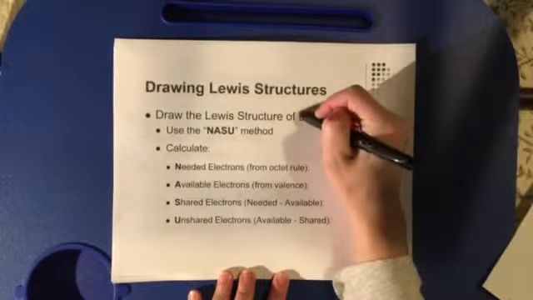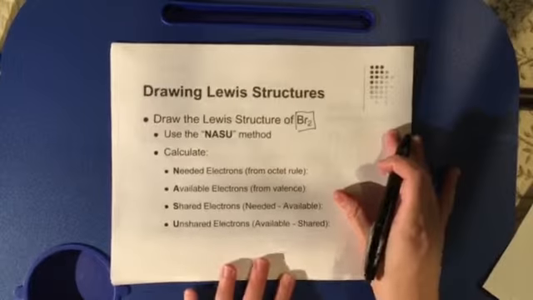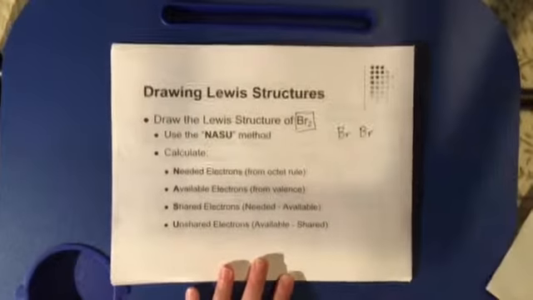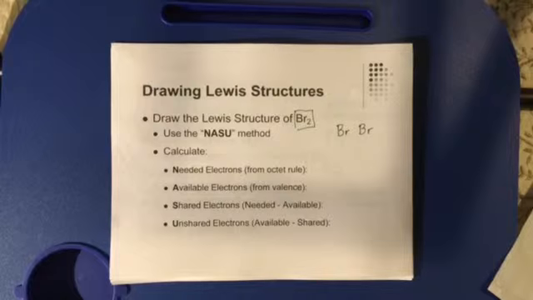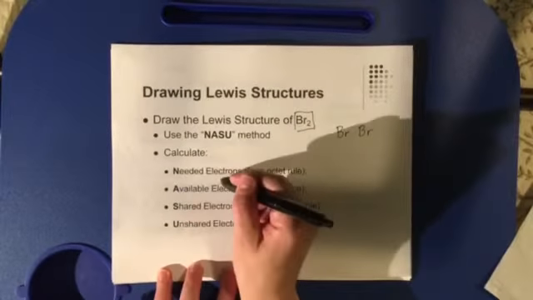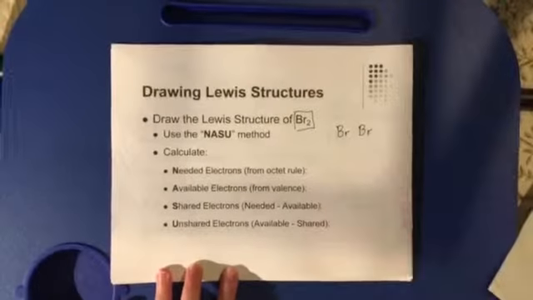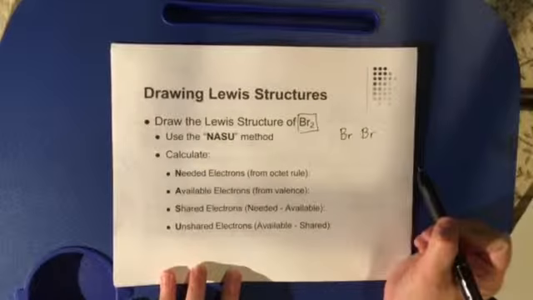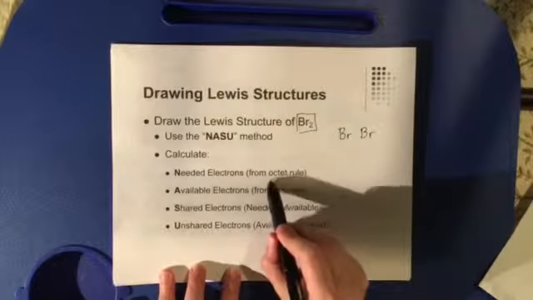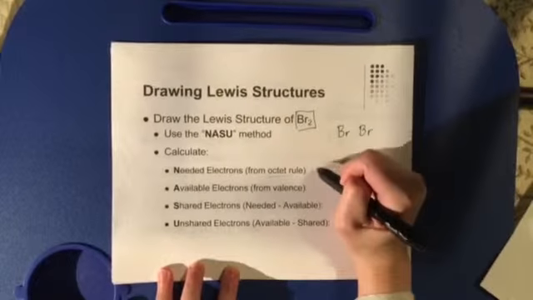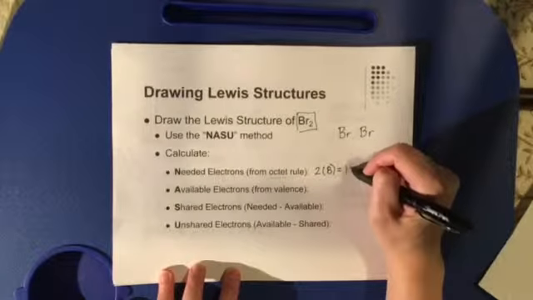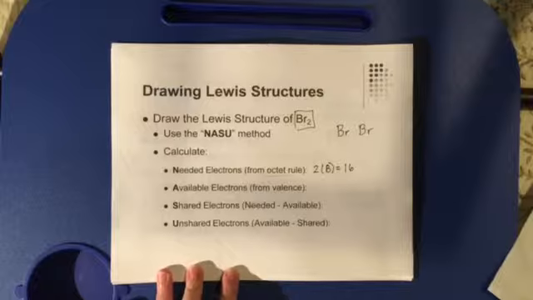And so what we want to do is draw this Lewis structure Br2. And so what this means is that the 2 bromines are bonded together. We want to know where their electrons go. So the first thing we want to figure out is how many electrons are needed here. We've got 2 bromines. Each one needs or wants 8 electrons. The octet rule, everything wants 8. So we've got 2 atoms that need 8 electrons. That's 16 needed electrons.